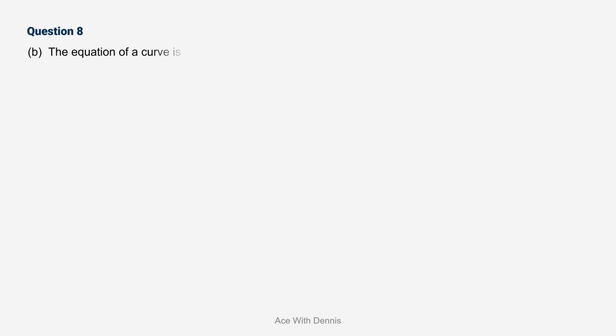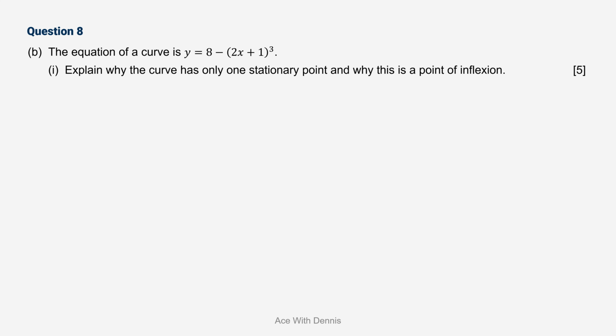Part B. The equation of a curve is y equals 8 minus (2x plus 1) cubed. Part 1. Explain why the curve has only one stationary point and why this is a point of inflection, 5 marks. So for this question, there are actually two questions, the first being why this curve has only one stationary point. So from the given equation, y equals 8 minus (2x plus 1) cubed, we differentiate, and dy over dx becomes negative 3 times (2x plus 1) squared times 2. Simplify, we get negative 6 times (2x plus 1) squared.